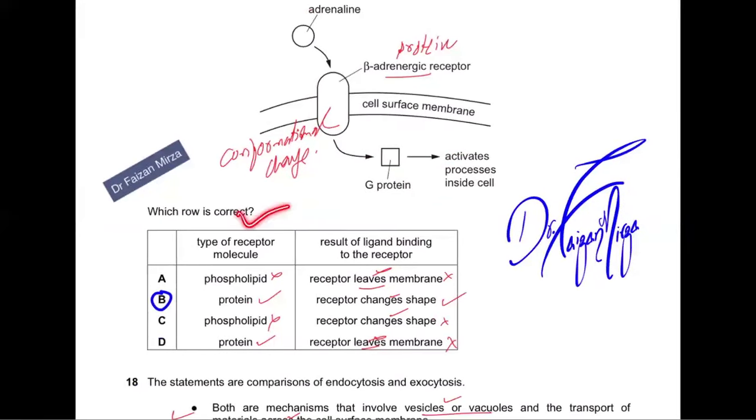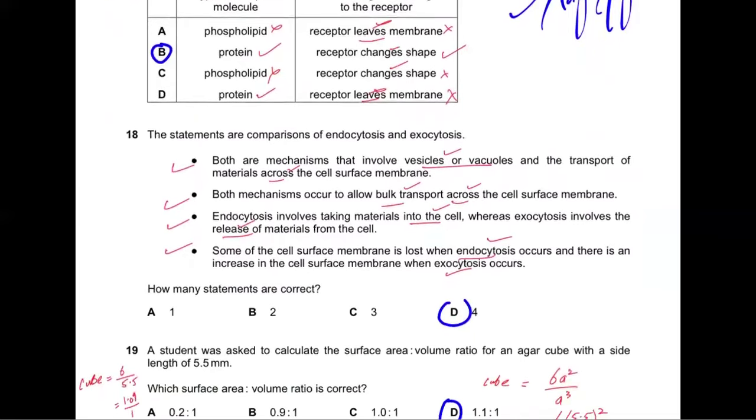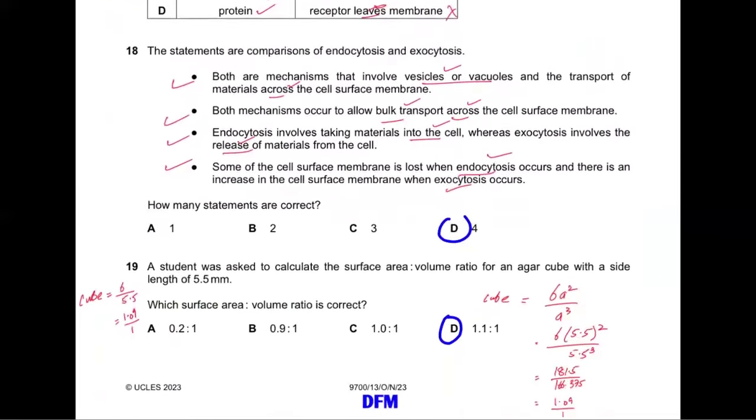Which row is correct? Type of receptor molecule. The receptor molecule can never be a phospholipid, it has to be a protein. So the answer is either B or D. Results of ligand binding to the receptor. Receptor changes in shape? Yes. Receptor leaves the cell membrane? No, the receptor cannot leave the cell membrane. It stays there and its conformational change occurs, it changes shape. So B is the correct answer.